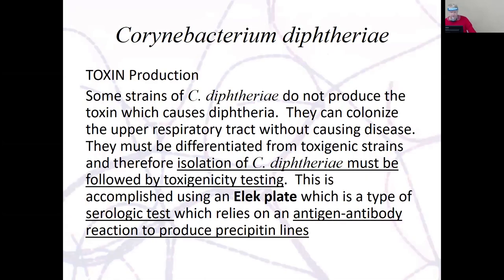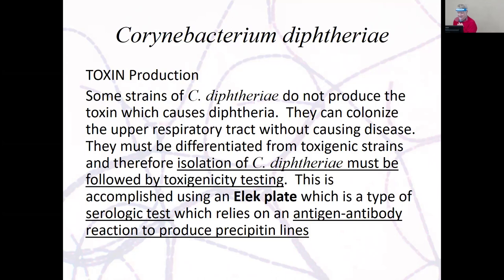So what makes diphtheria so problematic? It's a toxin producer. Some strains do not produce the toxin which causes diphtheria. They can colonize the upper respiratory tract without causing disease. They must be differentiated from the toxic strains, and therefore isolation of diphtheriae must be followed by toxigenicity testing. Let's read that one more time. Let's make sure we're clear.